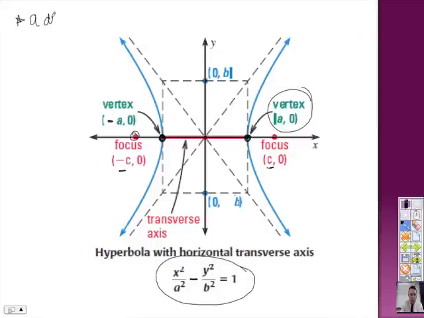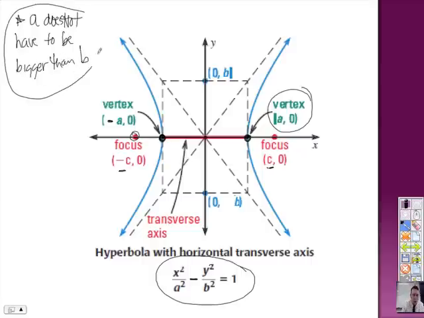a does not have to be bigger than b. That's a key note right there, because remember, in an ellipse, a has to be the biggest one because it's the major axis, right? In this case, a could be smaller, bigger, doesn't matter. So please understand that part right there, or you will put wrong numbers in.